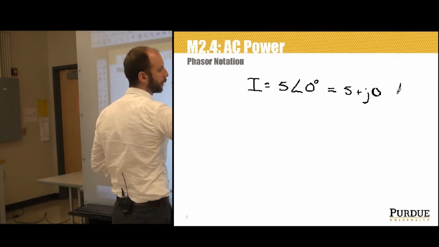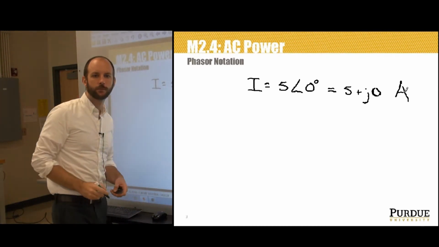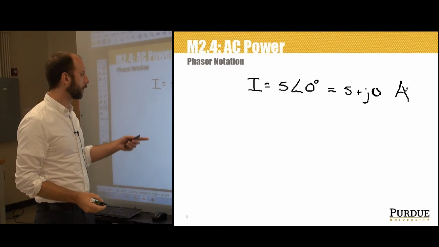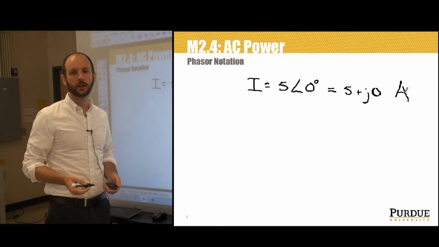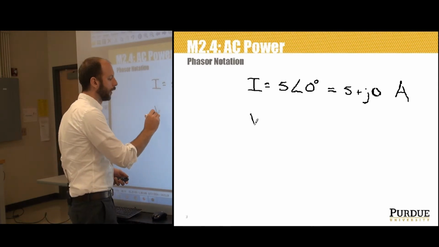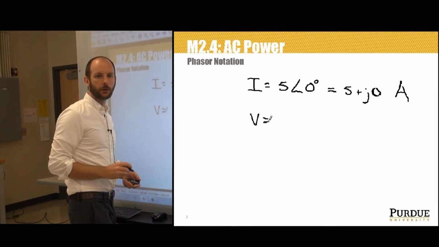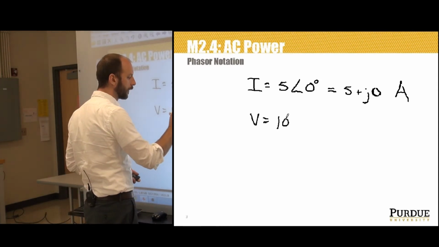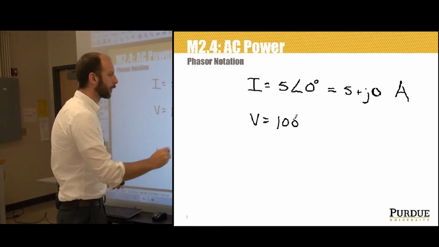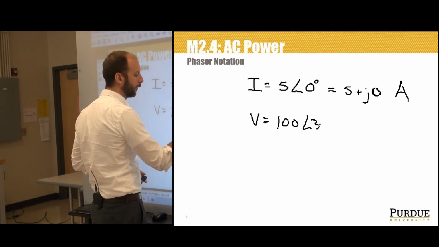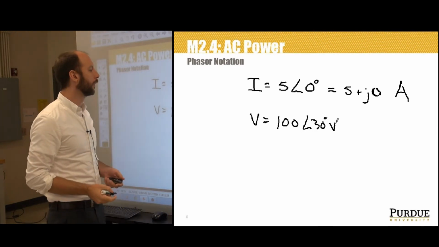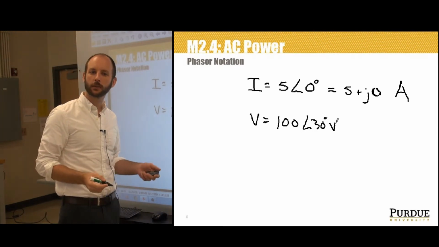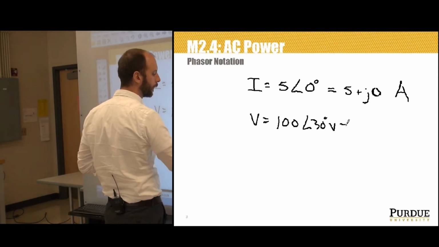And both of these are in amps, so they should have units on it. The voltage that we saw earlier leads the reference phasor by 30 degrees and therefore has a voltage phasor form of V, capital V equals 100, again the RMS value, at an angle of 30 degrees, volts. And I could rewrite this in rectangular complex form as 86.6 plus j50.